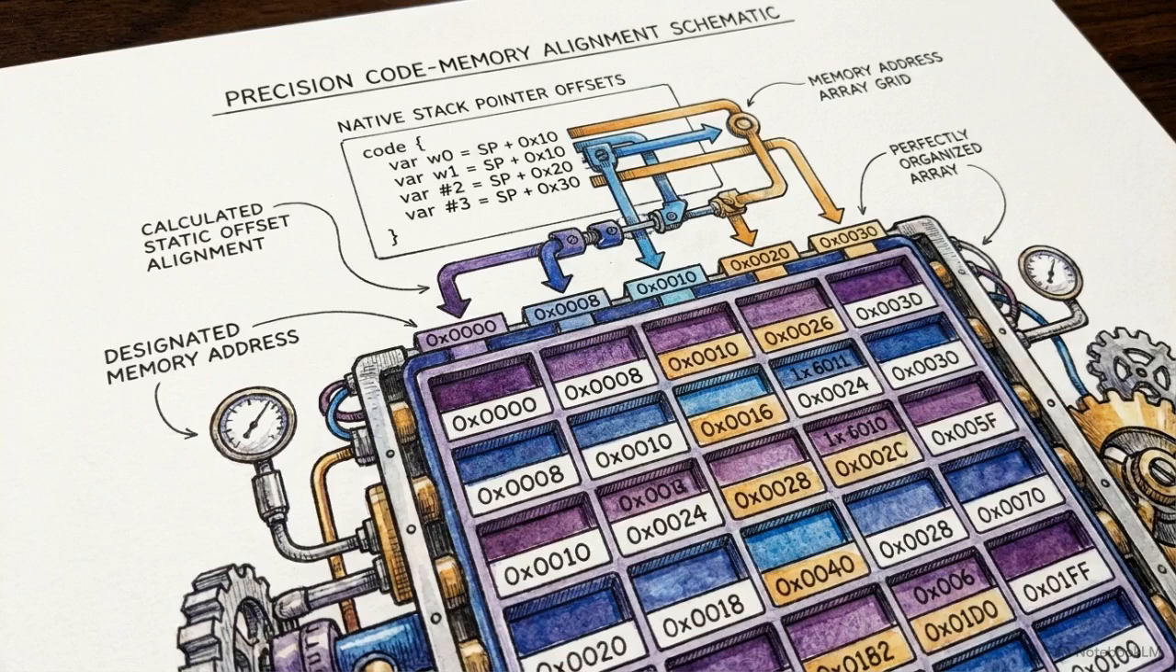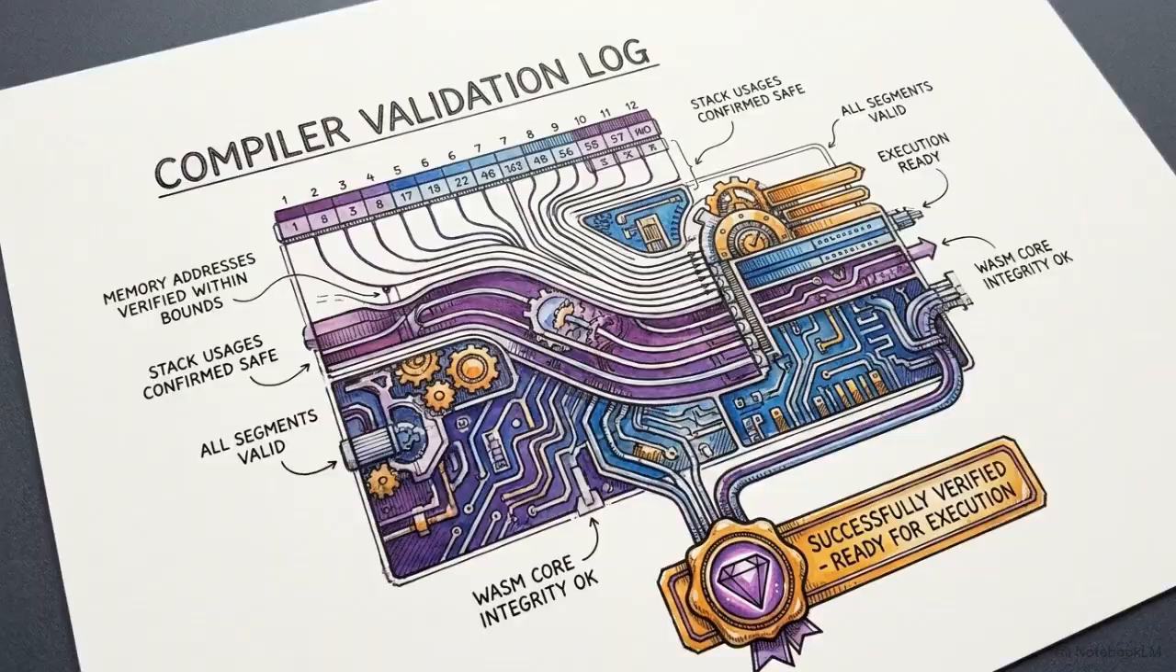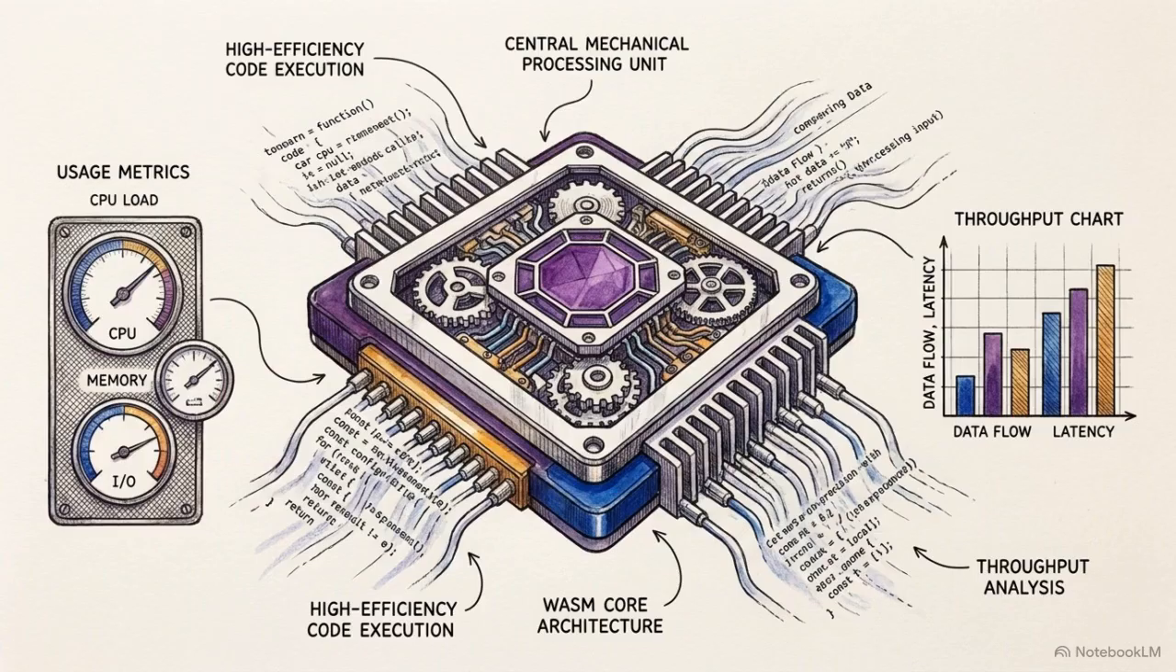This predictability allows the JIT compiler to generate native stack pointer offsets that are guaranteed to be safe. The untrusted code has no way to manually manipulate the stack pointer to point to forbidden memory. By validating memory and stack usage before execution, WebAssembly shifts the burden of security to the compiler, allowing the CPU to run the resulting code at full speed.